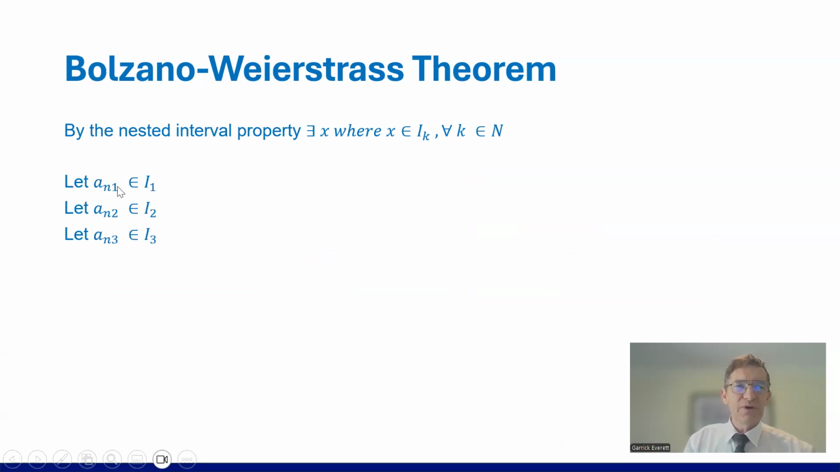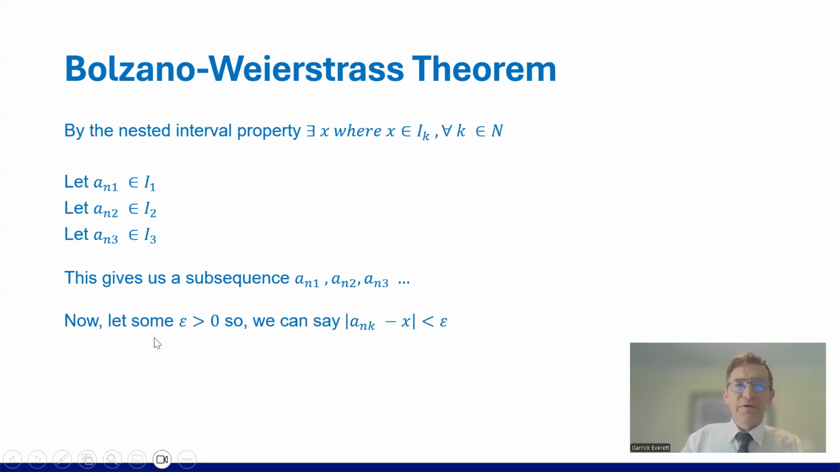So we can say let a_(n1) be an element of I1, a_(n2) be an element of I2, a_(n3) be an element of I3, and these are nested intervals. So this gives us a subsequence. We've got these points, and the sequence is now a_(n1), a_(n2), a_(n3), and that keeps going. Now we're going to let some epsilon be greater than 0, so we can say that a_(nk), whichever one we pick, doesn't matter which one we pick, minus x is going to be less than epsilon.